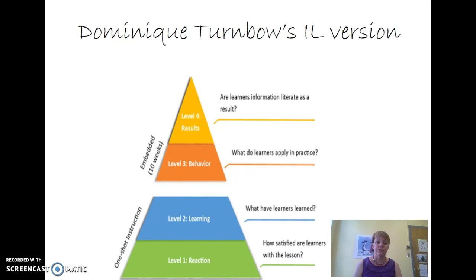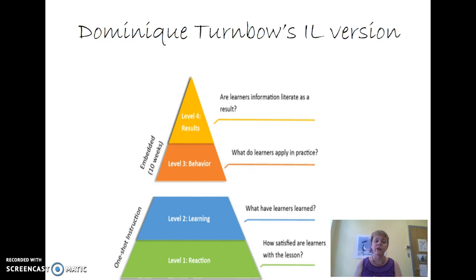So just to review, level 1 in the Kirkpatrick training level literature was reaction. Dominique says that we should ask ourselves how satisfied are learners with the lesson. Level 2 is about learning. Dominique says, what have our learners learned? That's pretty straightforward. Level 3, behavior. In Kirkpatrick, it was when people went back to their job, did they use it? In our setting, do the students actually apply what they learned in the session?